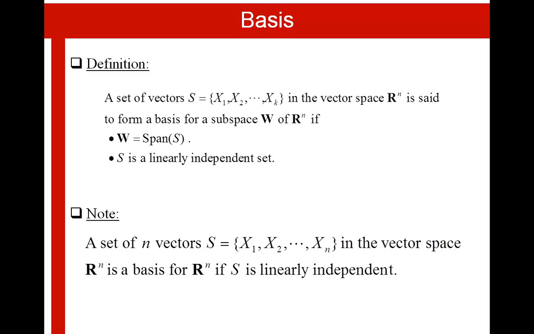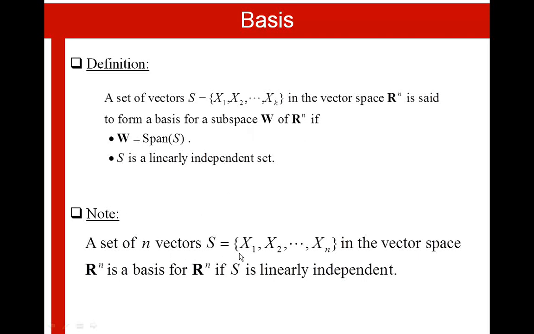Definition of a basis. What is a basis? A set of vectors S that contains the vectors x1, x2 to xk in the vector space Rn is said to form a basis for a subspace W of Rn if either of these two conditions is met. First, W is equal to the span of S. That means that W forms a linear combination of the vectors of S. Secondly, S is a linearly independent set. If we can prove either one of these two, that means that the set S forms a basis for the subspace W of Rn. Otherwise, it does not.